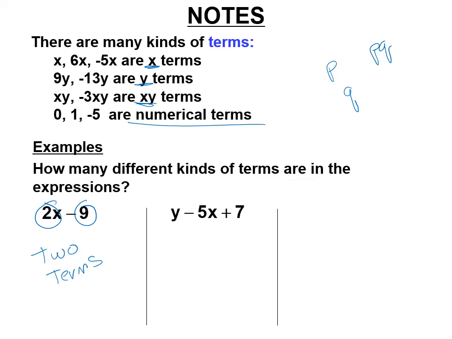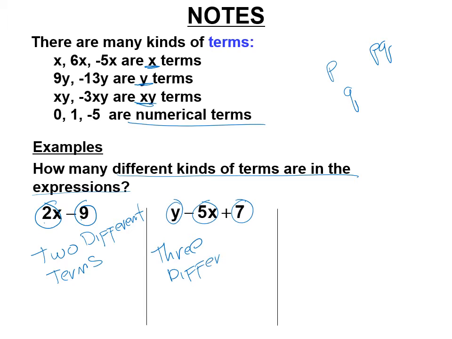Okay, and what did I ask in the question? How many different kinds of terms? And there's two different kinds. There's two terms there, and they're also different. One's an x term and one's a number. So they're two different terms. Next one. There are 1, 2, 3 terms, and they're all different. So we have 3 different terms: a y, an x, and a number. 3 different terms.